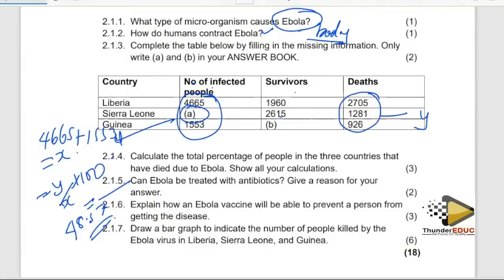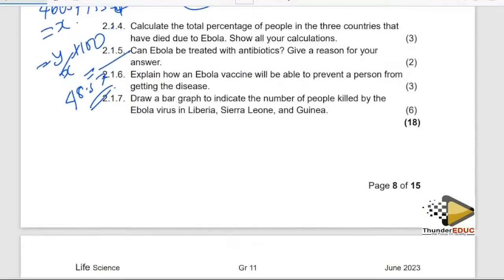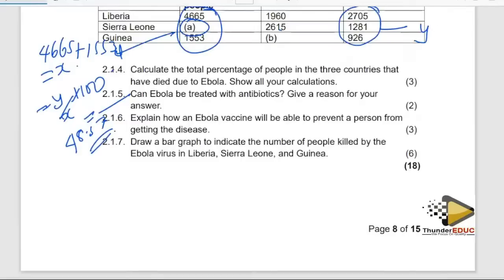This is a general question, whereby whether you read or not, you can still get the answer. Then here they're asking to explain how Ebola can be treated with antibiotics. No, because this is a virus disease. It cannot be treated. Antibiotics are for bacteria. Give a reason for your answer. I've said it already. Ebola is caused by a virus, yet antibiotics are for bacteria.